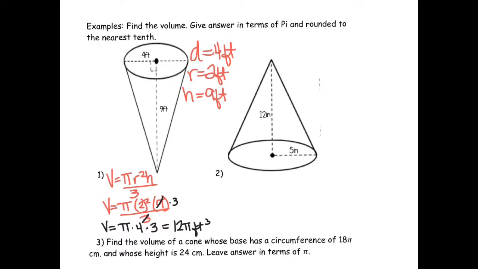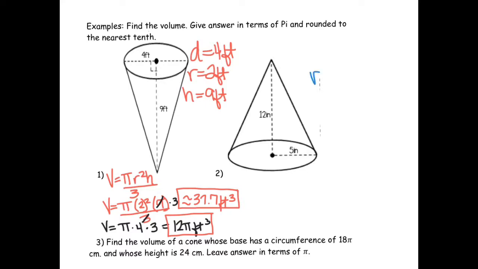I also need to give this in terms of nearest tenth. So 12 times pi is about 37.7 feet cubed. So these would be my 2 answers. Let's look at example number 2.